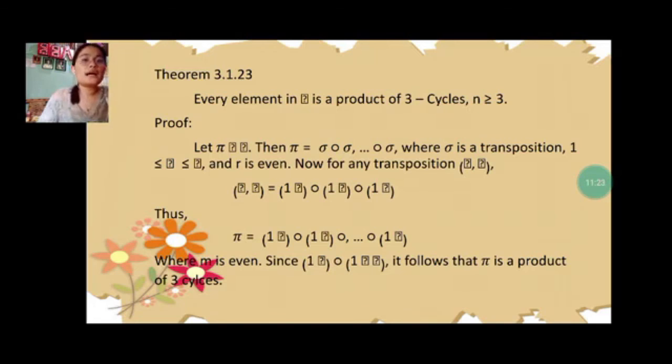So, where m is even, and since one of the transpositions is i sub 1 and i sub 2, it follows that pi is a product of 3 cycles. So, the highlight of this report is about the permutation and about the cycle notation.